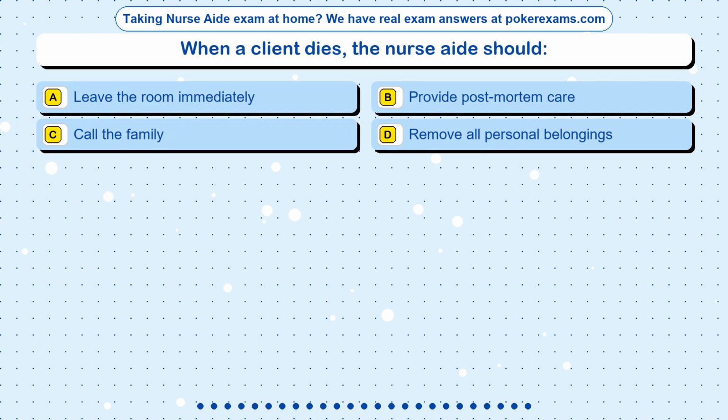Question 17. When a client dies, the nurse aide should: Option A, leave the room immediately. Option B, provide post-mortem care. Option C, call the family. Option D, remove all personal belongings.